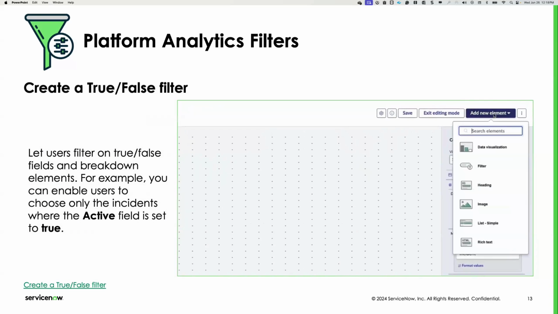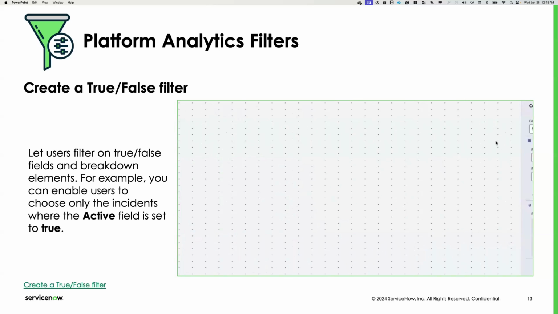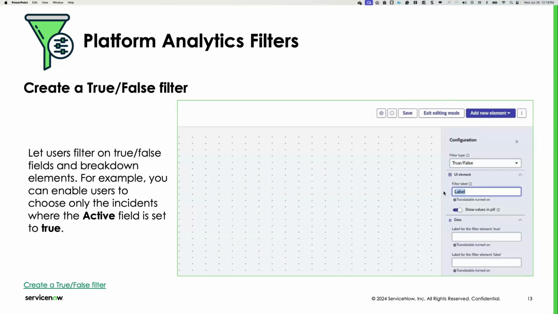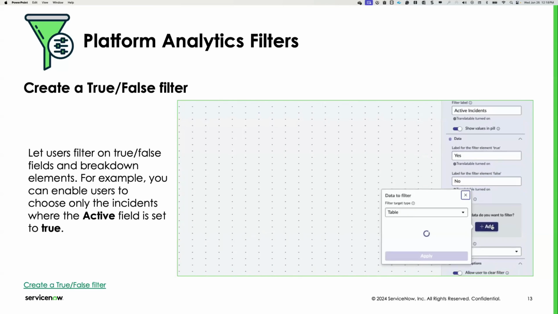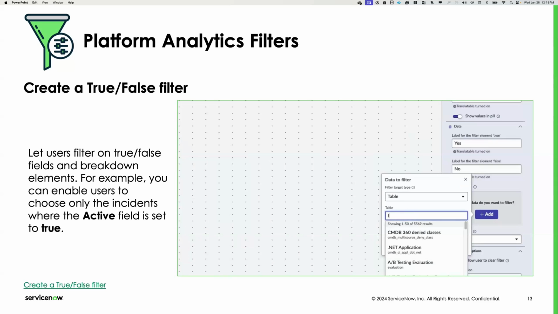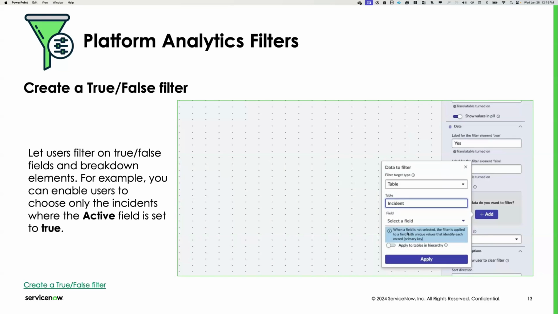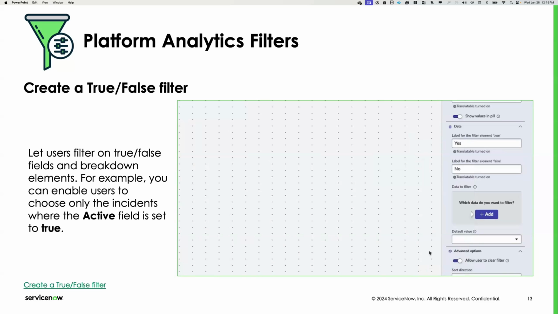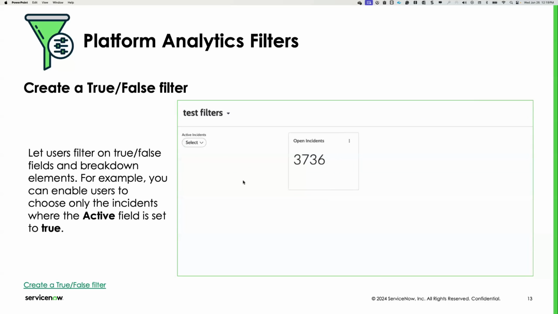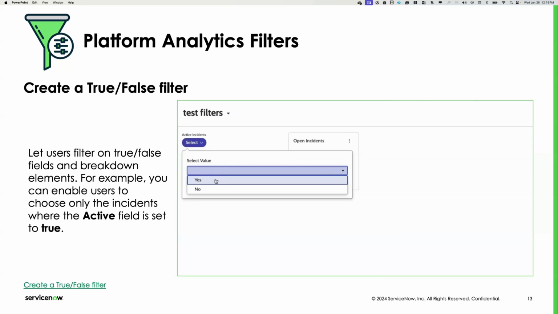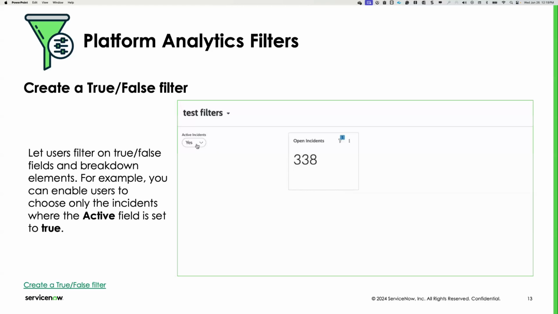So obviously you can create a true/false filter. For this very simple example, we're just going to grab the true/false and call it active incidents. Basically, I just want to know of the incidents that I have, which are active and which are not. It's a very elementary example, but it gives you the idea of what you can do. Here we look at the incident table and select the active field, which has to be a field with that particular value. Now we're saying yes, those are active, and no, those are not active.